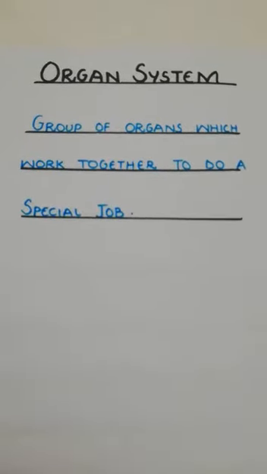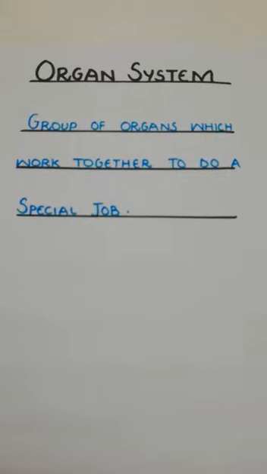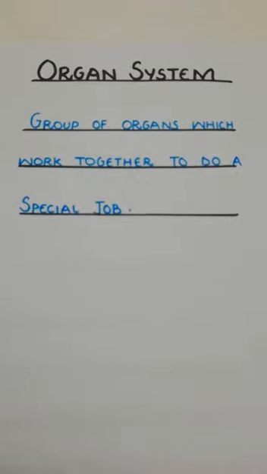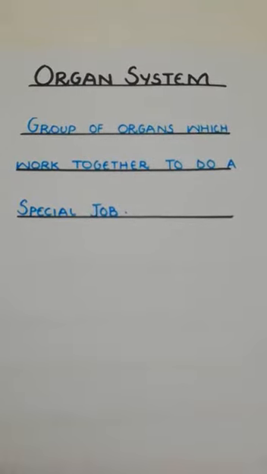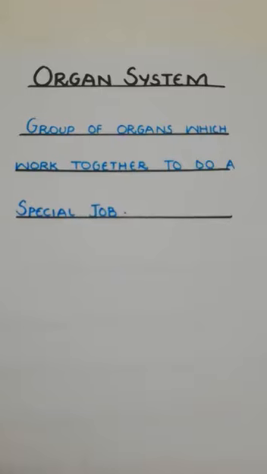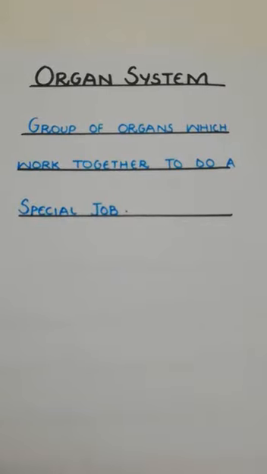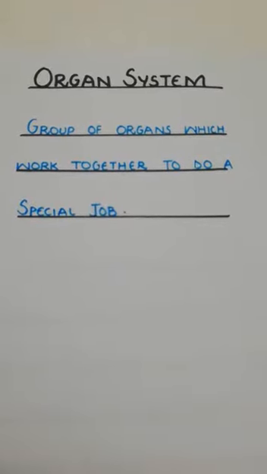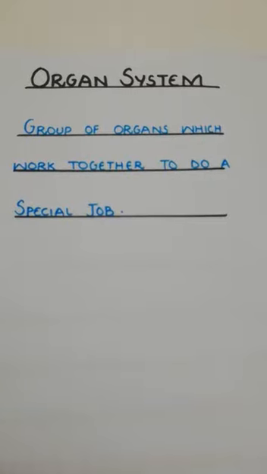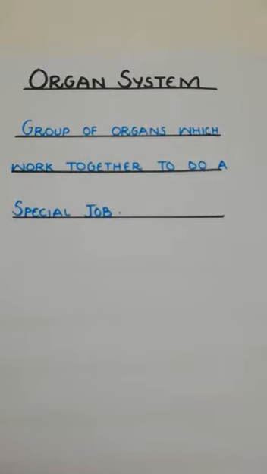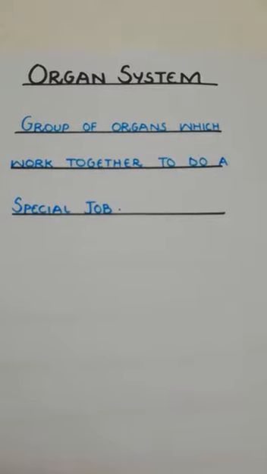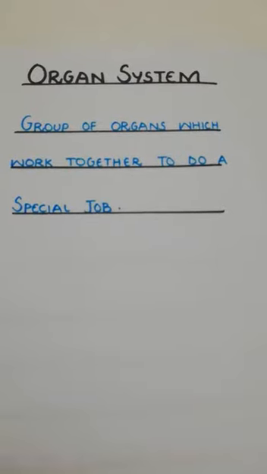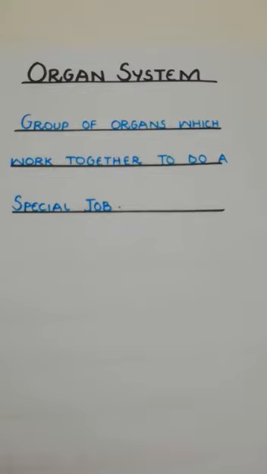So let's start explaining this topic, organ system. In the previous lectures, we learned about the cells, that when same kind of cells having the same size, same function, they combine and group together and work with one another, then they form a tissue. And when the tissues combine together and they work to do a special job, they form an organ. Now, the organ system is formed by a group of different organs which work together to do a special job.